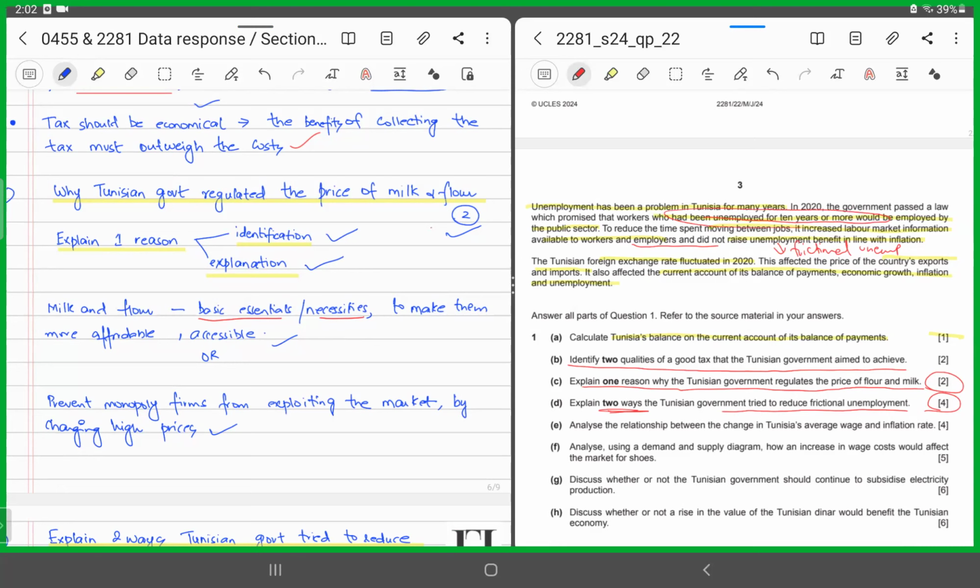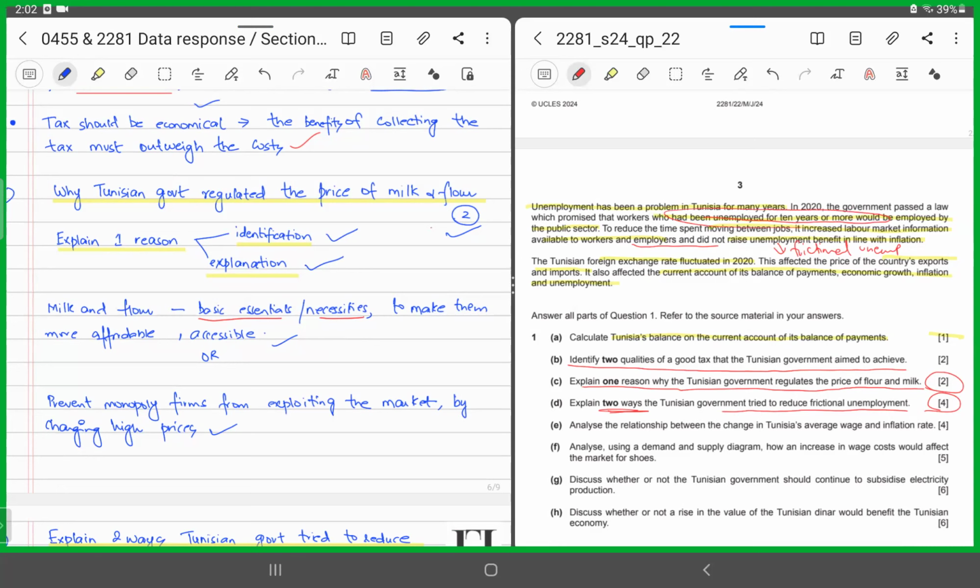So like I said earlier, the government tried to increase information available to both workers and employers, and it did not raise unemployment benefit in line with inflation. So we will utilize these 2 points and explain them to get full 4 marks. The first reason, the government did not raise unemployment benefit in line with inflation so as to discourage people from relying on unemployment benefits, instead to be a part of the labor force.